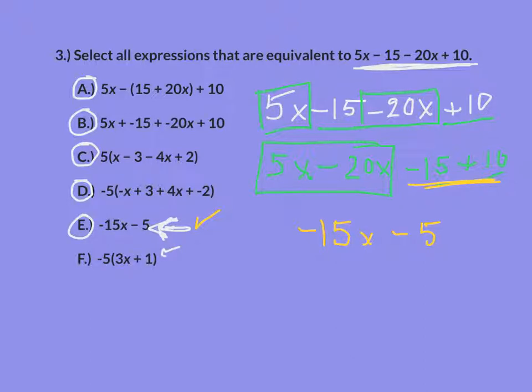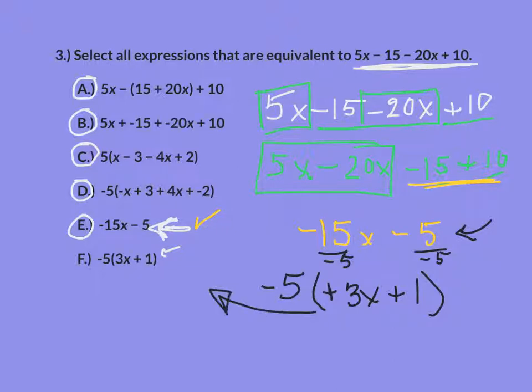So let's go over here, and if I look at this, I ask, what's the biggest gazinta? What's the biggest number that goes into both of them? Well, I know that 15 and 5 are both divisible by 5. And in fact, they are both negative, so I can take out the negative as well. And if I divide both of them by negative 5, negative 15x divided by negative 5 is going to give me, negative divided by negative is a positive, 15 divided by 5 is 3x. And then negative 5 divided by negative 5, and negative divided by negative is a positive, 5 divided by 5 is 1. And wow, I'm sure that many of you were surprised and doubted yourself when you were doing these. But in fact, every single one of these expressions is equivalent to the given expression.